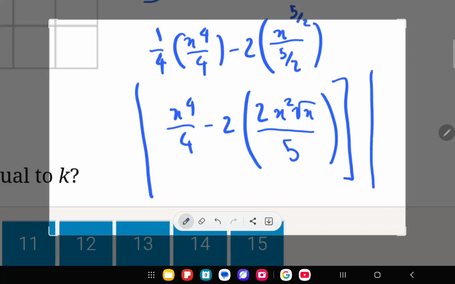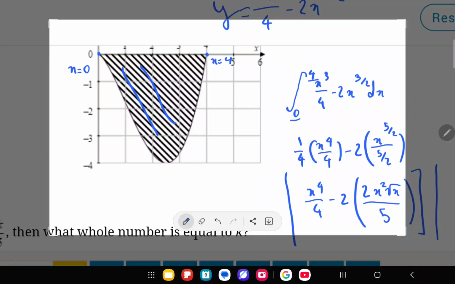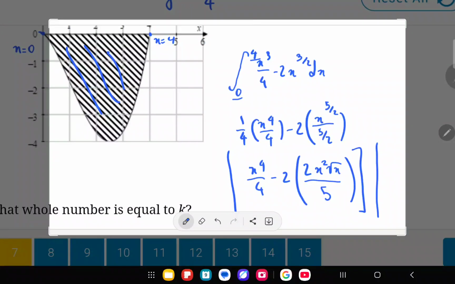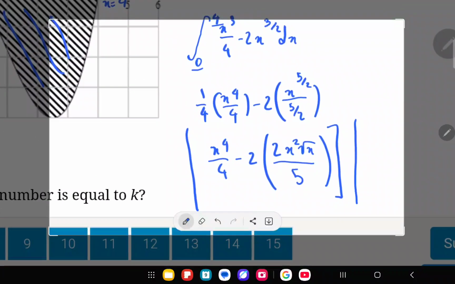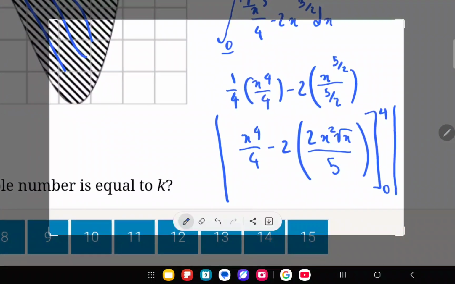And we always put it in absolute values when it's under the x-axis, so we get the definite area. Now we just substitute. You plug in 4, power 4, over 4, minus 2, 4 squared, square root of 4, over 5, minus 0. Because if you plug in 0, you guessed it, the value will be 0.